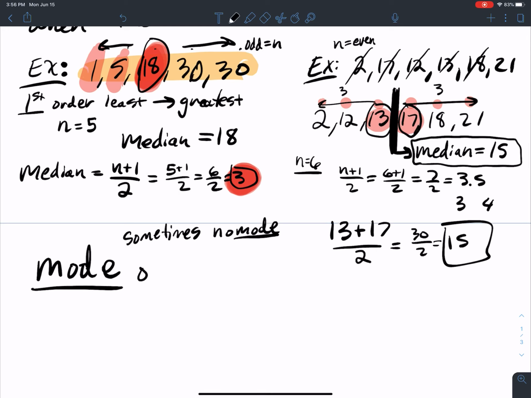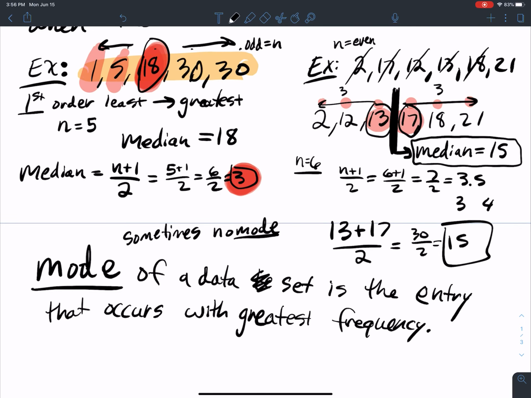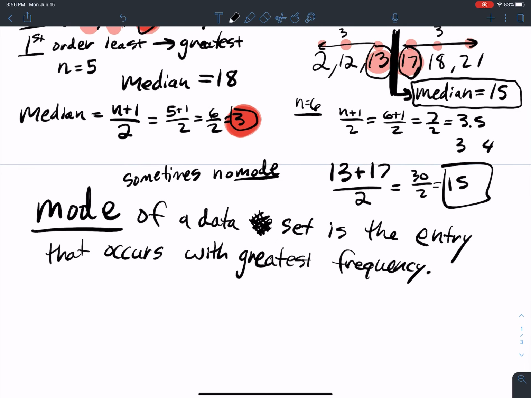And so the mode of a data set is the entry that occurs with greatest frequency. Okay? The entry that occurs with greatest frequency.